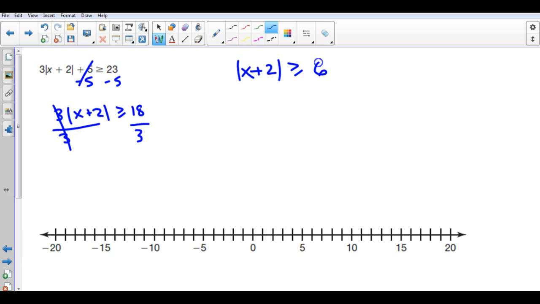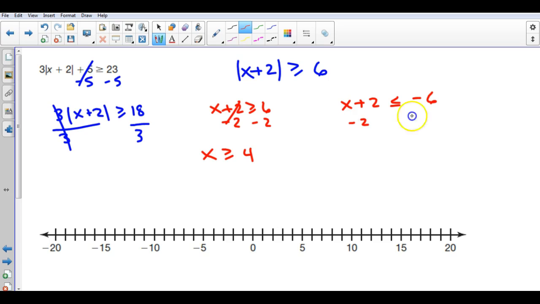Now we can break this up into x plus 2 is greater than or equal to 6, and then x plus 2, flip the sign to less than or equal to, and change it from a positive 6 to a negative 6. Subtract 2 here, so I get x is greater than or equal to 6 minus 2 is 4. And then over here I'm going to subtract 2 on both sides, and I know that x is less than or equal to negative 6 minus 2 is negative 8.